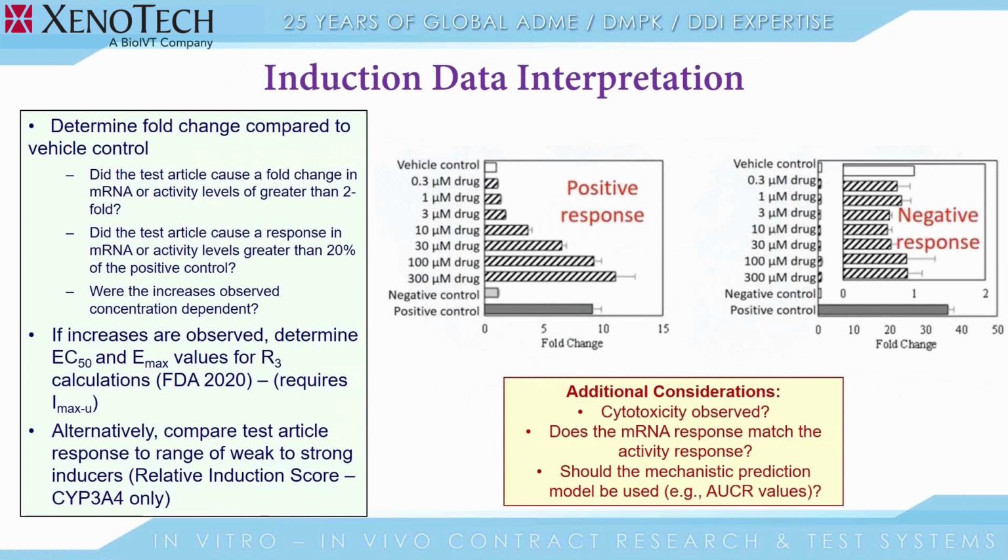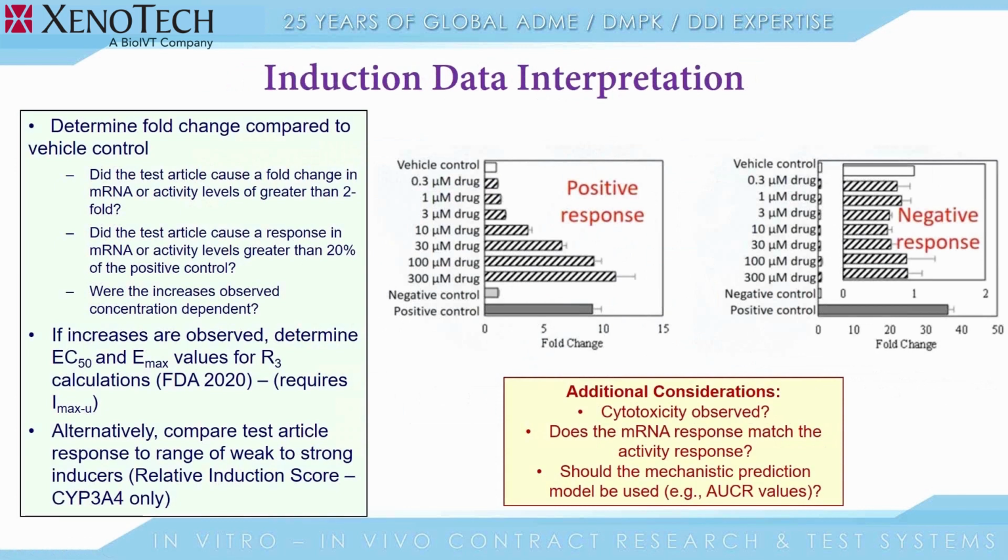If the increases are observed, we determine the EC50 and Emax values, and additionally, R3 values can be calculated according to the FDA 2020 guidance to determine if that response in induction is going to be clinically significant.